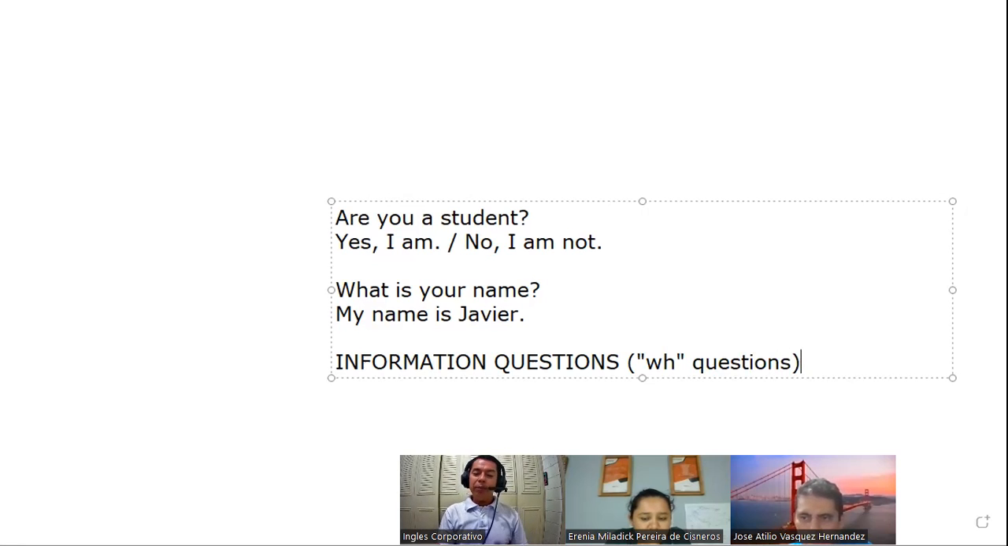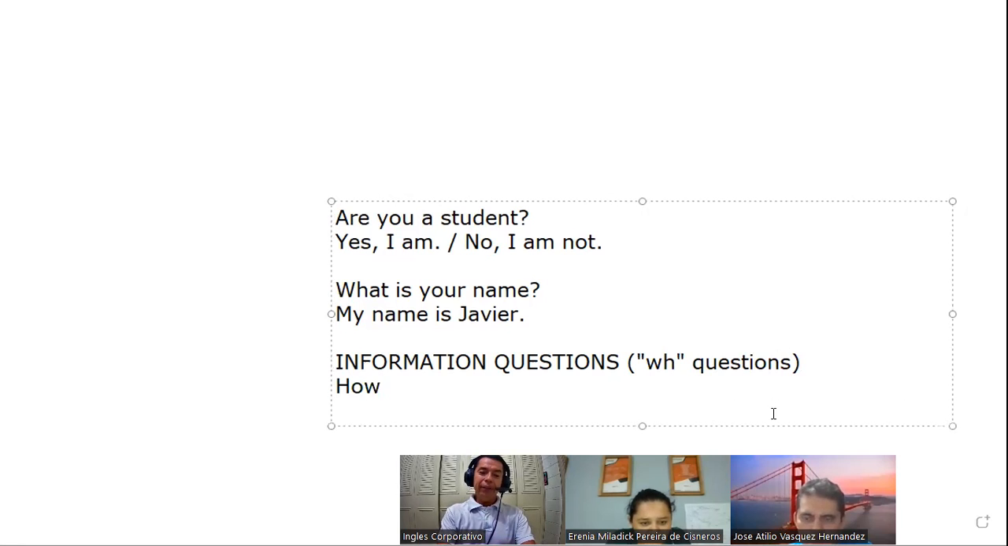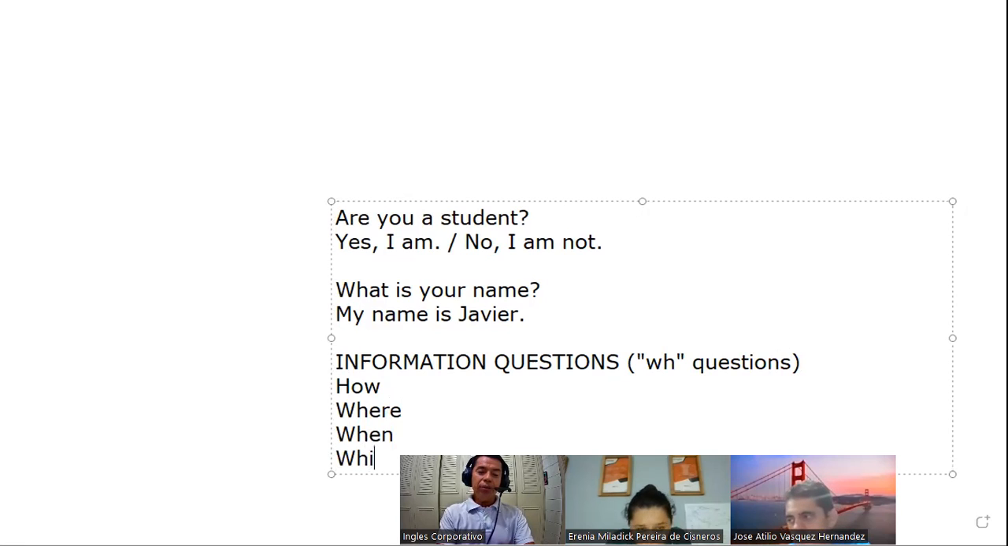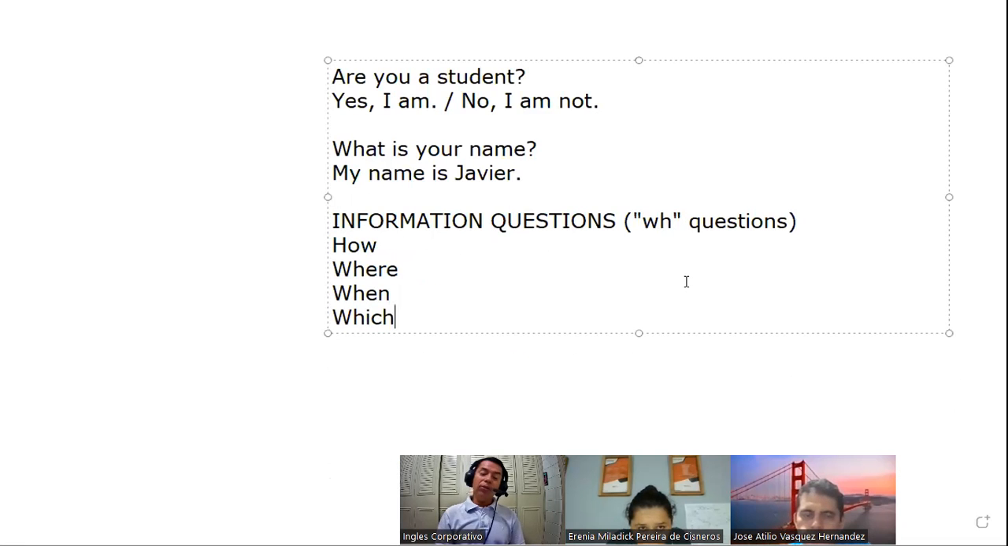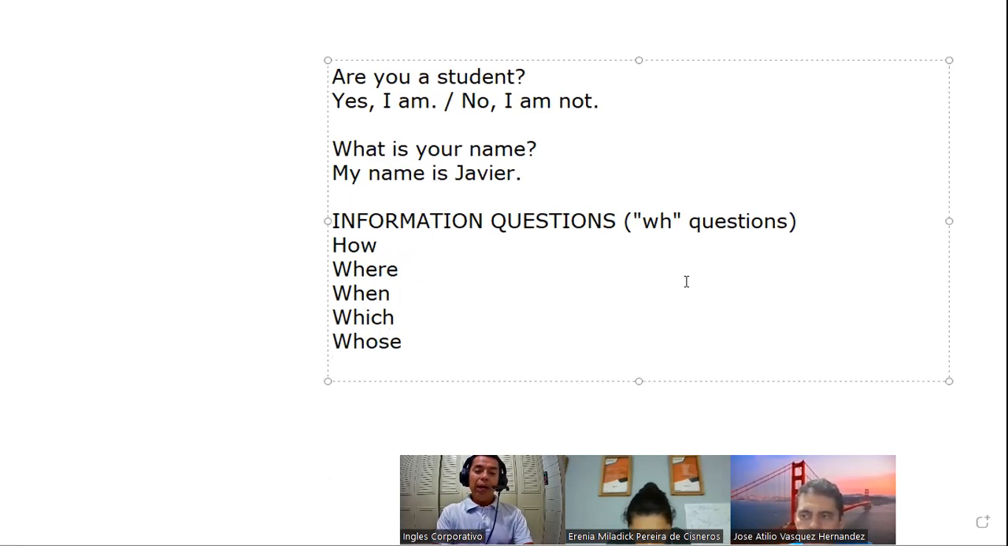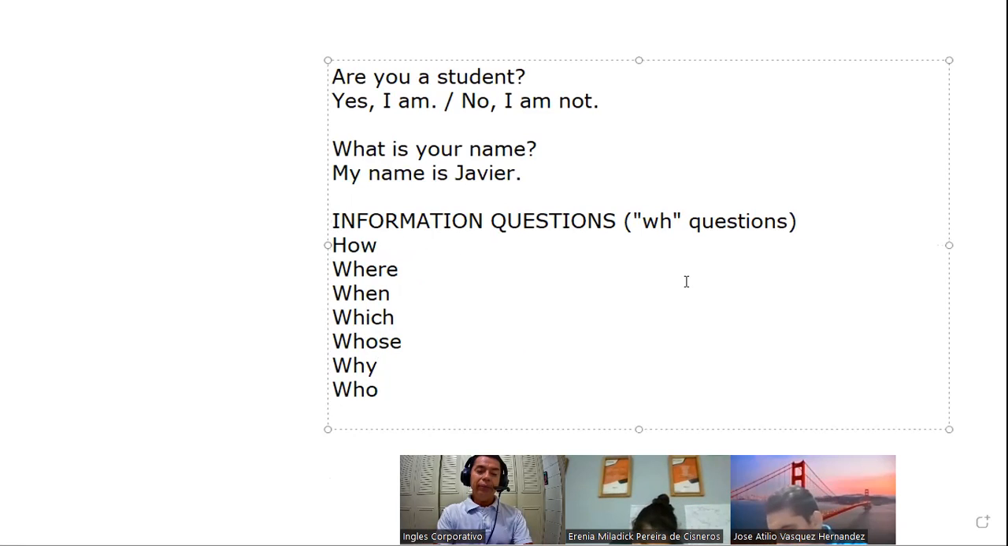¿Por qué? Porque todas comienzan con palabras que llevan la WH, que son how, esta la lleva al revés, cómo, where, dónde, when, cuándo, which, cuál, cuando usted está escogiendo entre varias cosas o dos cosas, dices, ¿cuál? ¿Cuál es el que quiere? Whose, ¿de quién? Why, ¿por qué? Who, ¿para quién? Y whom, que se usa en Inglaterra y en situaciones especiales en Estados Unidos también, en América, ¿verdad?